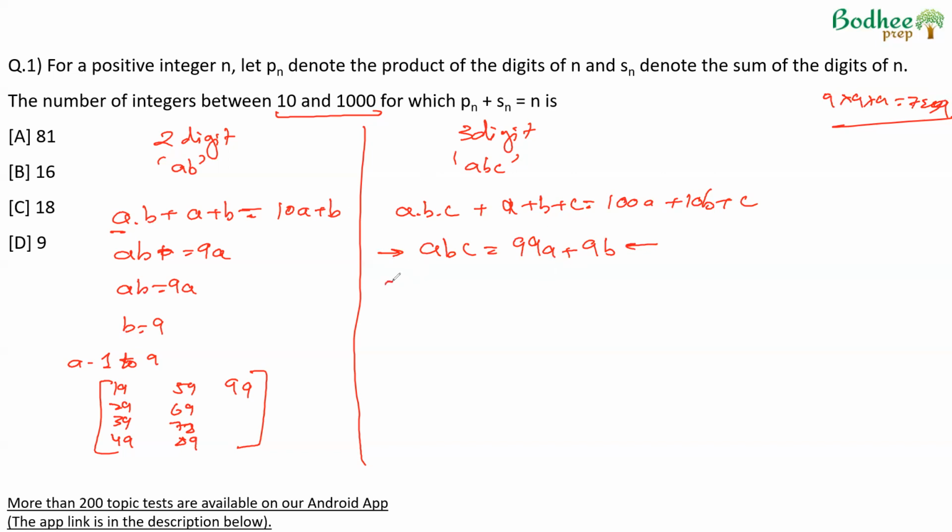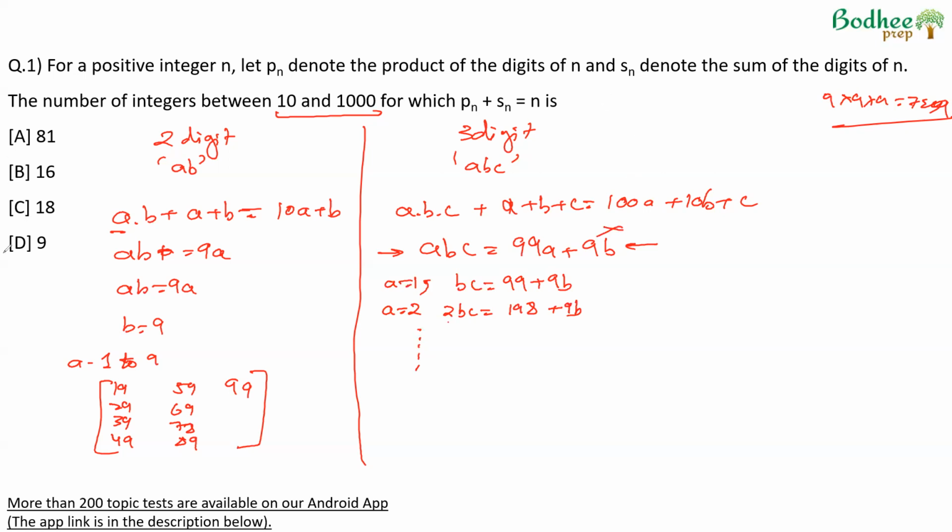Let us put the values of A and check. If A is equal to 1, we get B into C is equal to 99 plus 9B. B into C maximum can be 81, cannot reach 99. If we put A is equal to 2, we get 2 into B into C is equal to 198 plus 9B. Again, B into C can be at most 81, 2 times 81 is 162, cannot reach 198. And that will be the case for all the values. So here there will be no solution possible.